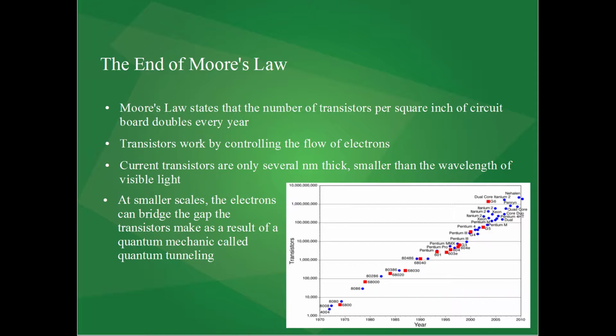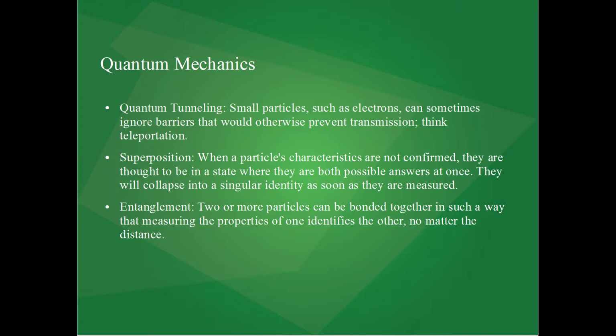And at such small scales, the electrons that run the circuits can do something called quantum tunneling, which completely disrupts the circuit. Quantum tunneling occurs when an electron, or other small particles, can bridge a gap that it would otherwise not be able to pass. So if this happens in a normal computer, a 0 could become a 1, which would throw out all of the data that it's processing. Quantum computers can get around that because they aren't working with electrons at such a small scale.